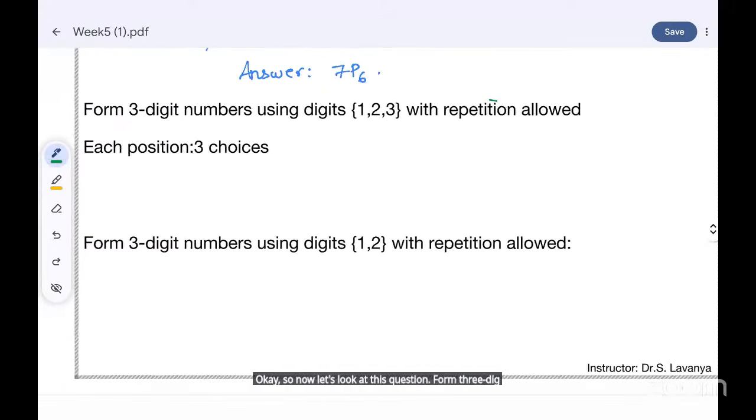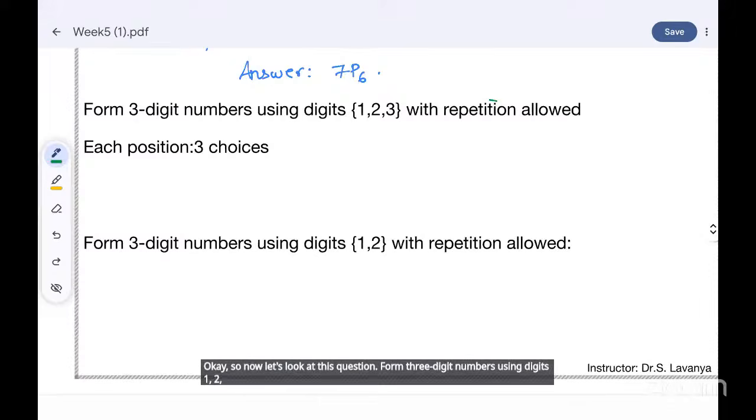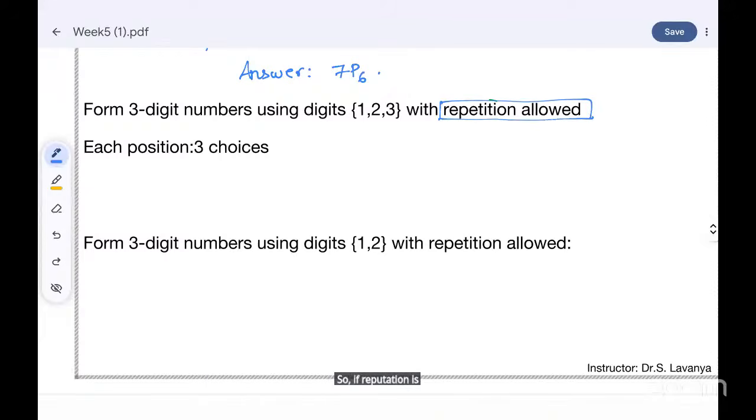Form 3-digit numbers using digits 1, 2, 3 with repetition allowed. So this is very important. Here repetition is allowed, and you have 3 positions. So how many choices are you having? 27. 3 distinct choices you are having, right? Each digit will have 3 ways to put in one place.